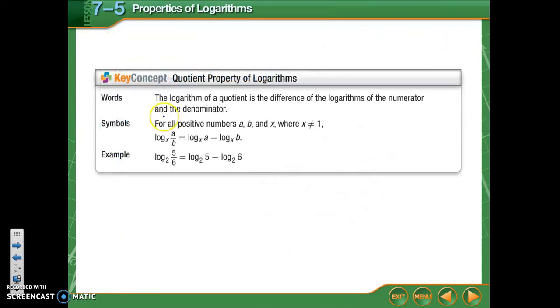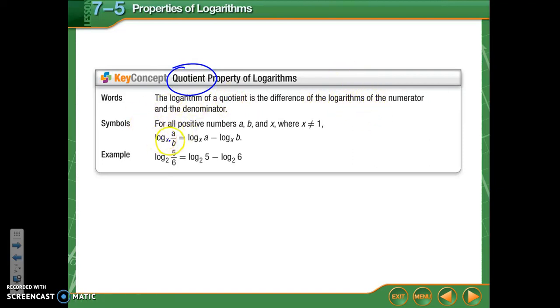All right, second property, the quotient property of logarithms. This is very similar, just has to do with division and subtraction instead of multiplication and addition. So it says the logarithm of a quotient is the difference of the logarithms of the numerator and denominator.